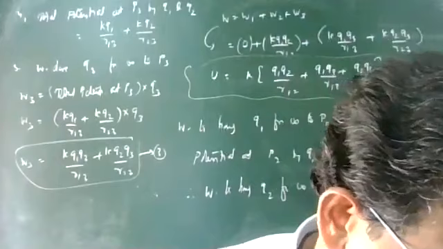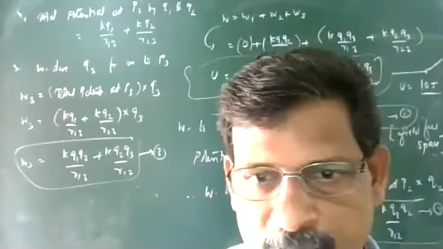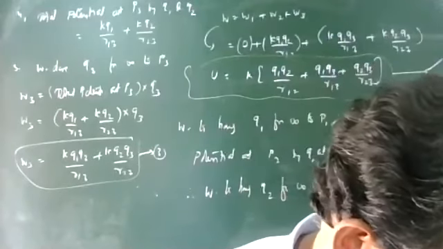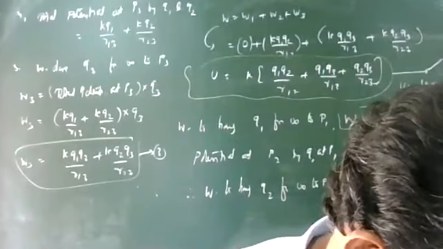Negative value. That will be equal to minus 10 joule. To bring them from infinity to their current location, we have 10 joule. To dissociate them, what is the amount of work to be done? That will be equal to minus 10 joule.